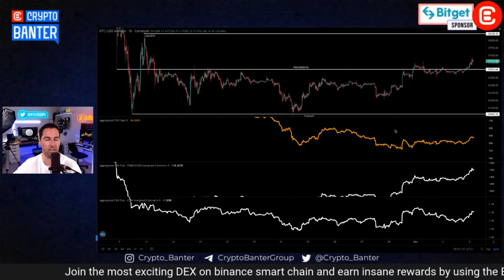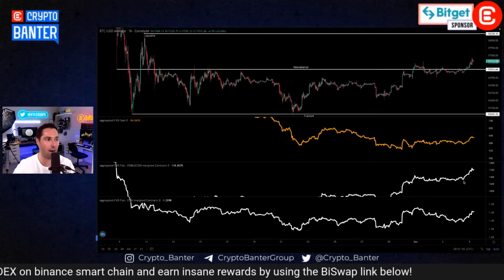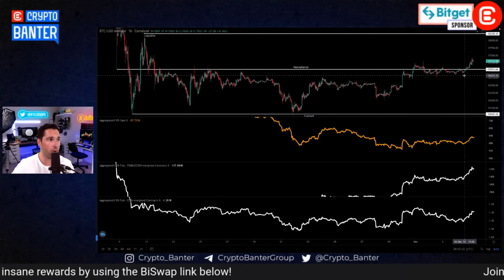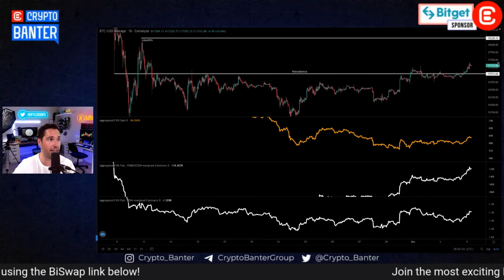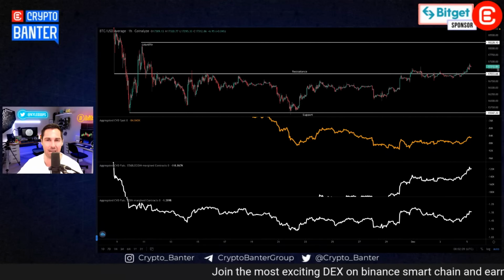Okay, cool. Let's continue. So the orange line denotes the spot traders, which are now starting to chase the leverage traders because they're obviously getting a bit of FOMO. We broke through the mid-range resistance over here, and this lines up with the same thing. Liquidity grab coming in at 18,200.